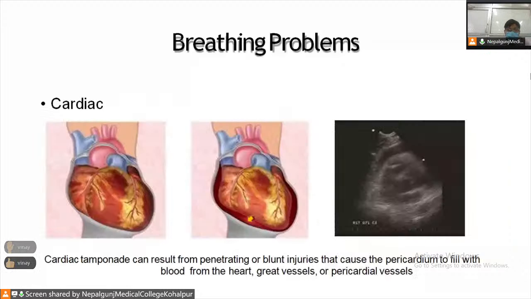Now, what is associated with breathing problems in the case of the heart? That is cardiac tamponade, a collection of blood in the pericardial space, which can result from either penetrating or blunt injuries. This results in a decrease in the volume containment of blood, so that the heart cannot pump more blood. At the same time, the volume is gradually compromised and the pumping is defective. So cardiac output is decreased, and this results in life-threatening conditions with circulation failure.